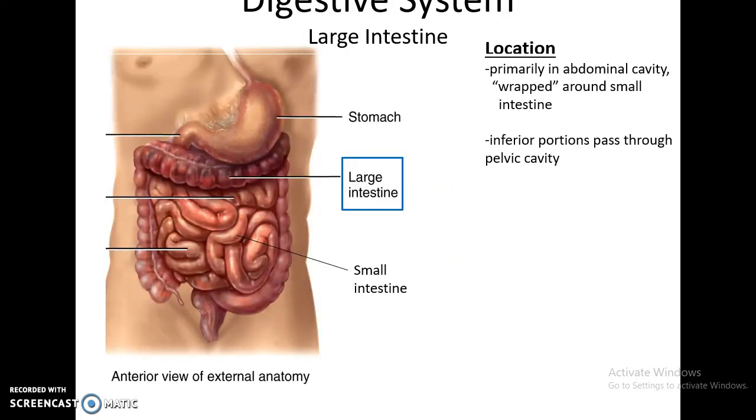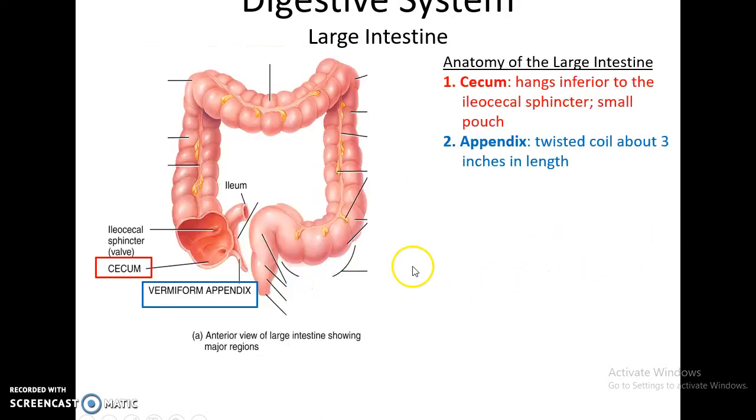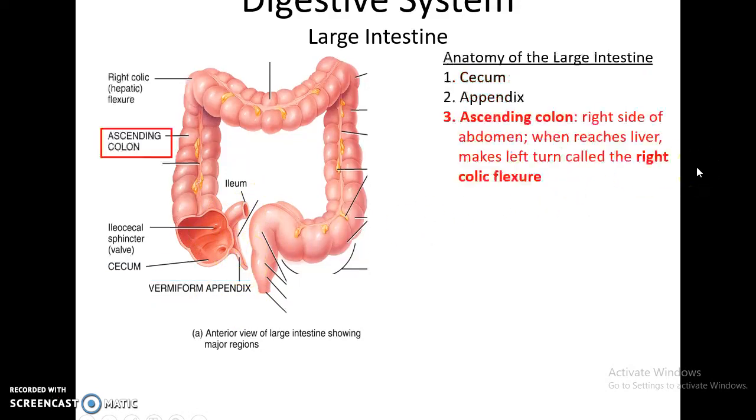That brings us to the large intestine. The large intestine primarily wraps around the abdominal cavity, as you see here, and its inferior portions go into the pelvic cavity. The very first compartment of the large intestine is called the cecum. It is directly after the ileocecal sphincter, which controls the passage of stuff from the ileum into the cecum. The appendix hangs off of the cecum.